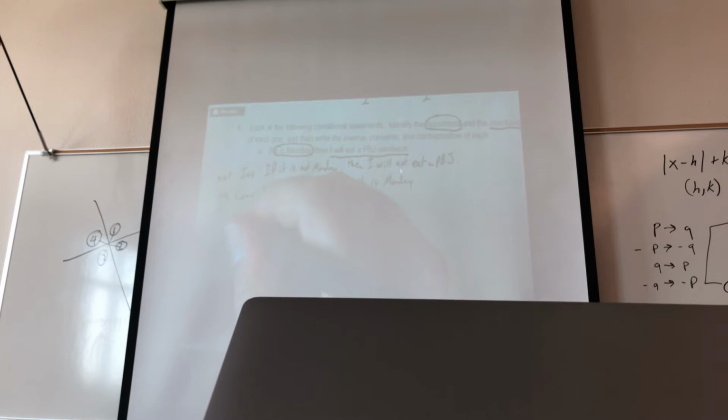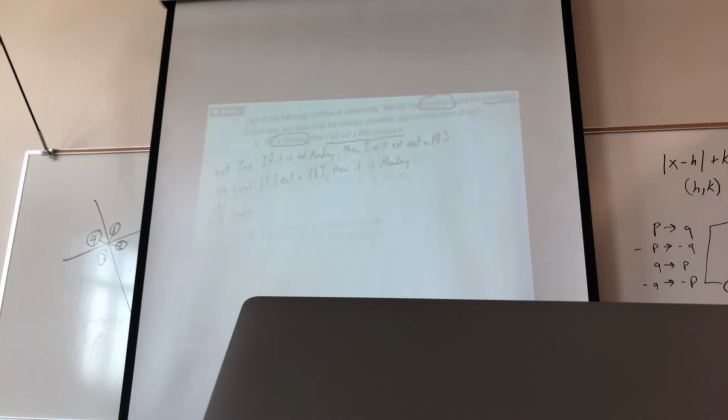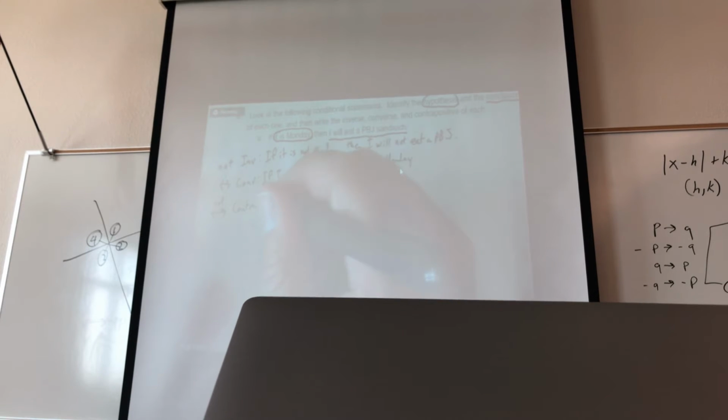And then the last one, the contrapositive, is where I do both things. I swap the order and I add the word not. Since I already have my converse right above it, I'm just going to add not to both parts of my converse. If I don't eat a PBJ, then it isn't Monday. Okay, so that's how the inverse, converse, and contrapositive are going to work.